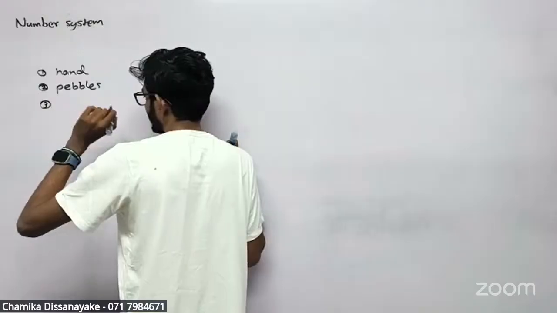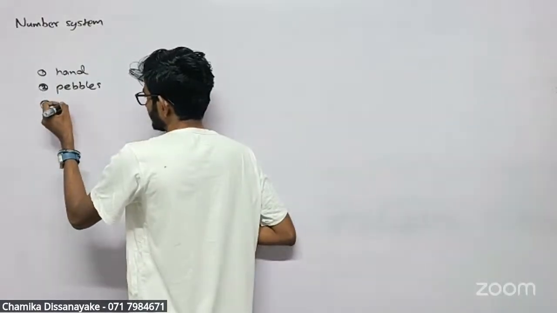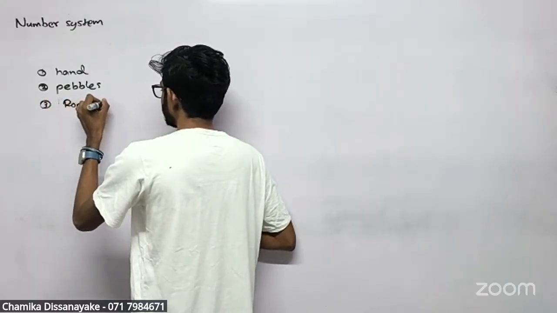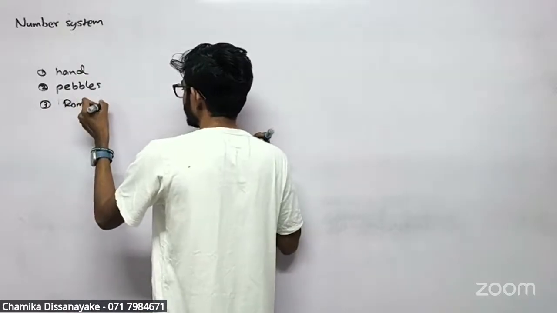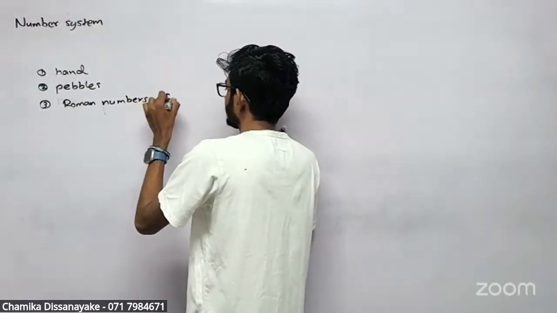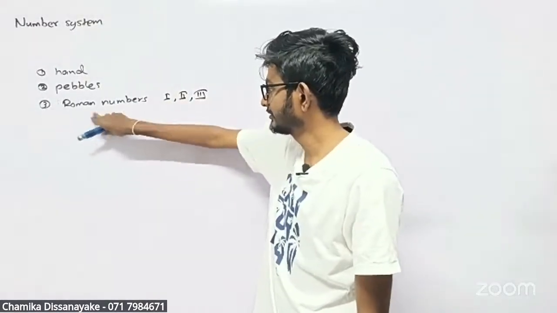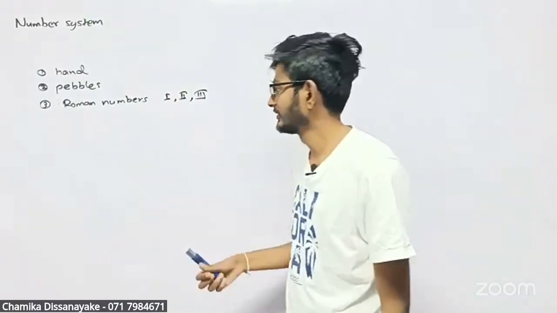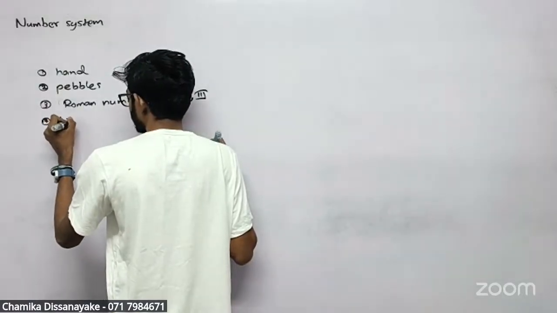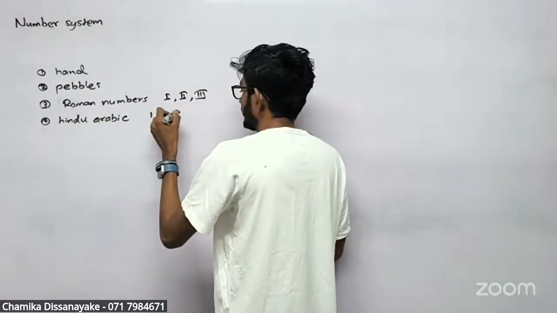And as another system, another method, we used Roman numbers. You know about the Roman numbers. What are the examples? This is number 1, number 2, likewise, number 3. So we use this method for calculation, and also now we use Hindu Arabic numbers. 1, 2, 3, likewise.